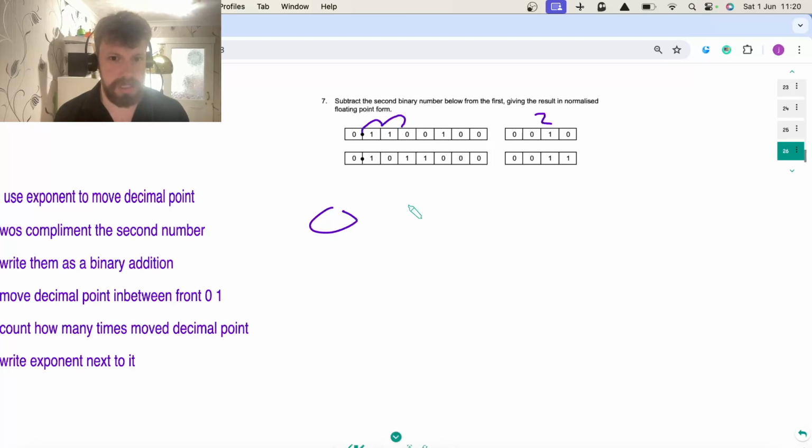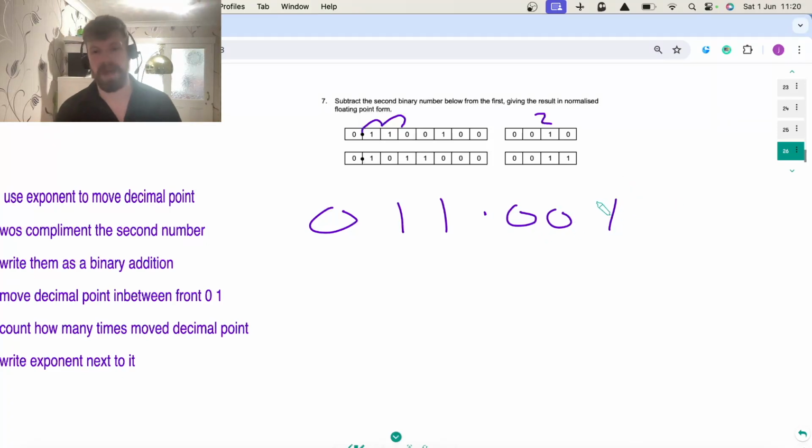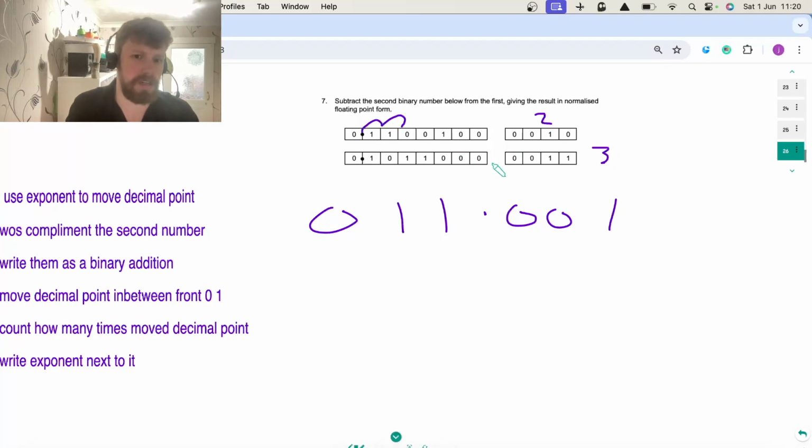So I'll just put in the 0, 1, 1, decimal point, very important, and then you just put 0, 0, 1. I could put more numbers in there, but they're not going to have any bearing on what the final answer is, so I'm going to leave them out. Now this is 3.